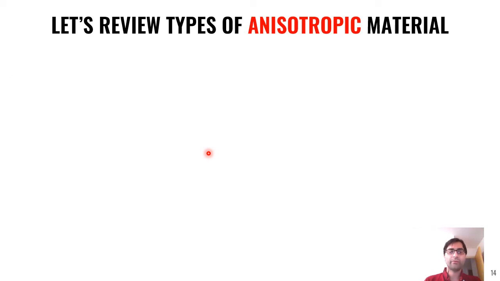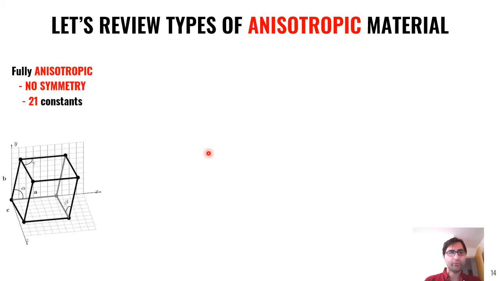So let's review the types here with some new figures that help you understand it in an alternative way. We have full anisotropic material, there's no symmetry, 21 constants you get in the C tensor. You see that the cube has different lengths, different angles, and is twisted, so it's not aligned with any of the planes.